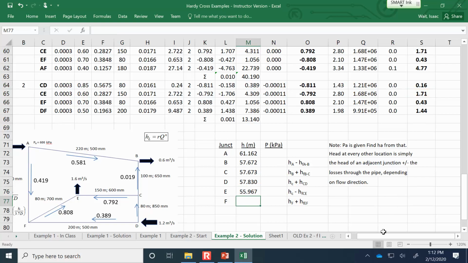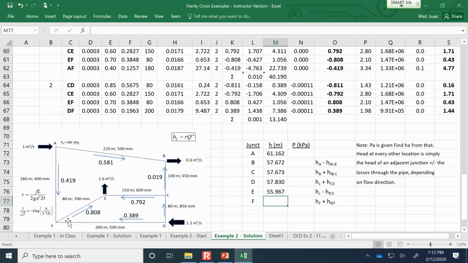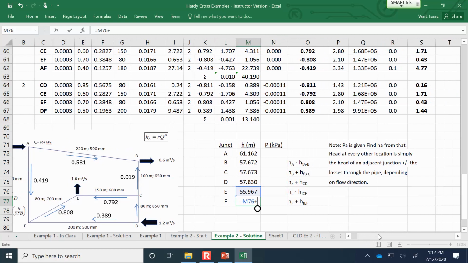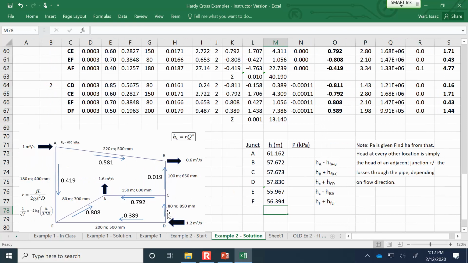And then the last junction is going to be F. And so F is however much energy there was at E. And now I'm going to add, because it's opposite the flow direction, so plus the loss through pipe EF, so plus that. 56.394. Now, we've got the head at each of the junctions.